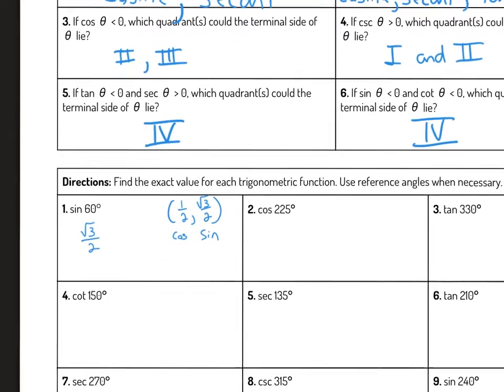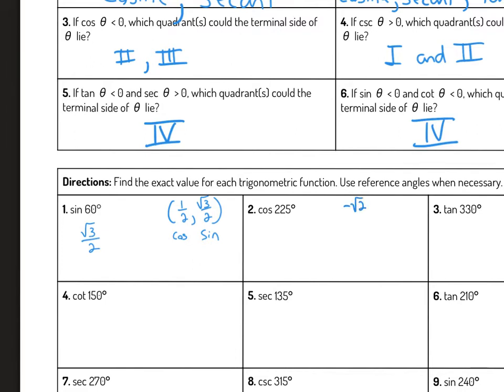Cosine of 225 degrees. Well, 225 degrees has the coordinates negative square root of 2 over 2, negative square root of 2 over 2. So that one's in the third quadrant, and it's great. It's one of the 45-degree reference angles. That's why they're the same. So what is the cosine? It's the x value, negative square root of 2 over 2. That also happens to be the value of the sine as well.